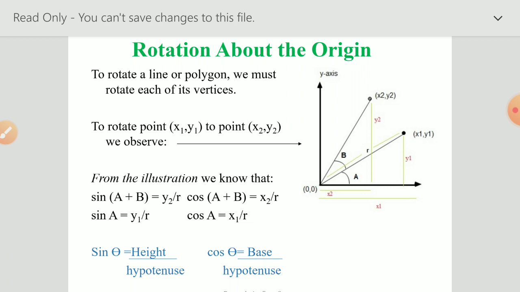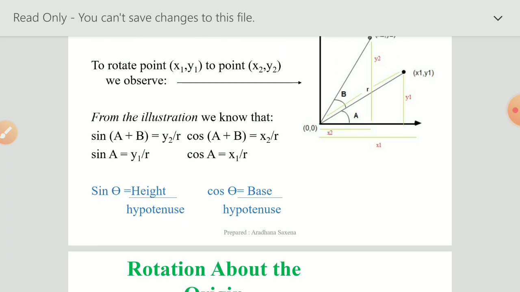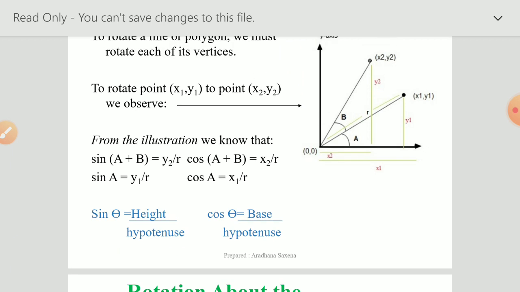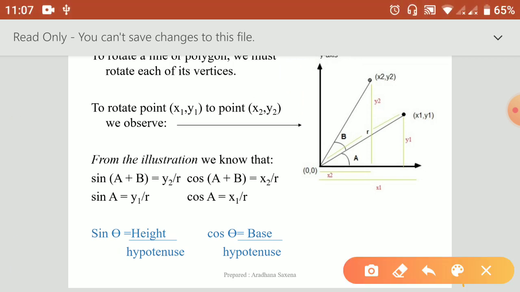Here, to rotate point x1 y1 to point x2 y2, we need to calculate the rotation matrix. How will we calculate the rotation matrix? We will do it through this diagram. And this is the angle A, point x1 y1 at angle A.